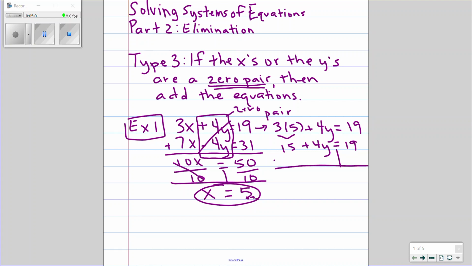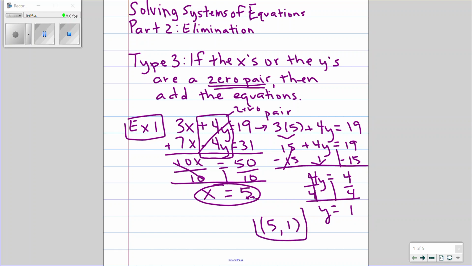And then it's wall floor to solve. So I subtract the constant 15 from both sides. I bring down this 4y. And then 19 minus 15 is 4. And then one more wall floor. Divide both sides by 4. And then y equals 1. So then in the end, all I need to do is write the answer as a coordinate point, x comma y. So in this case, that means it's 5, 1. And that's a type 3.